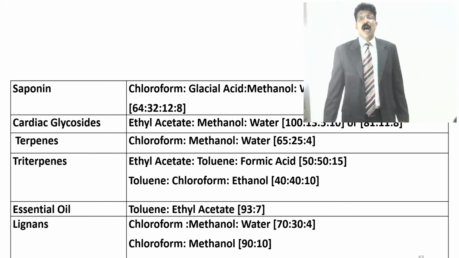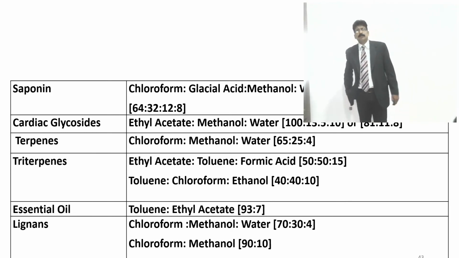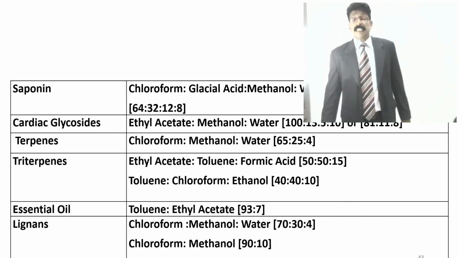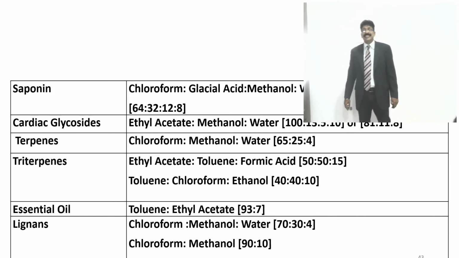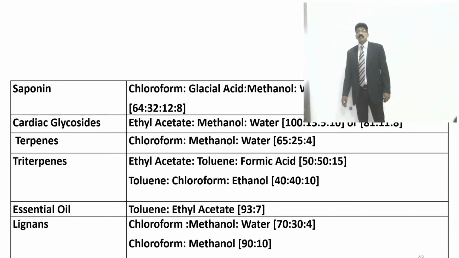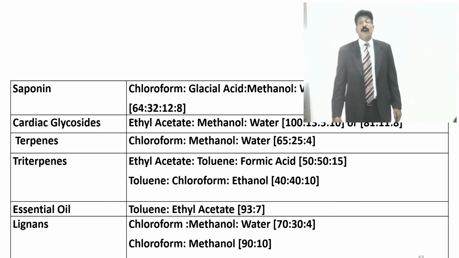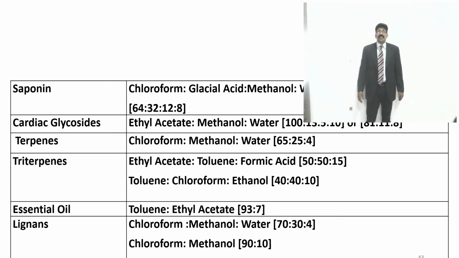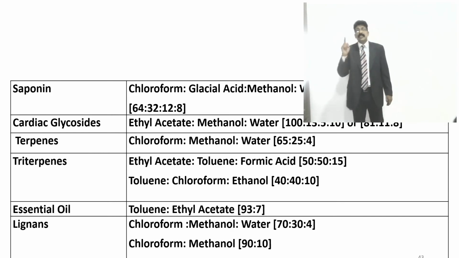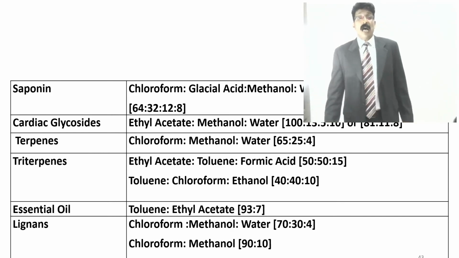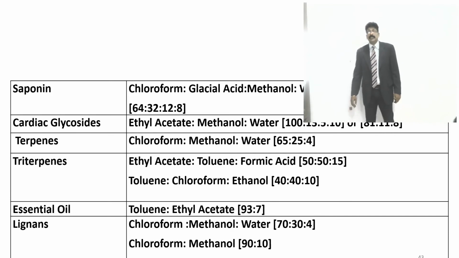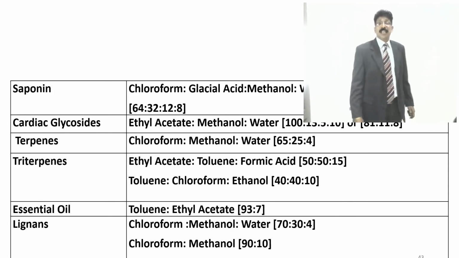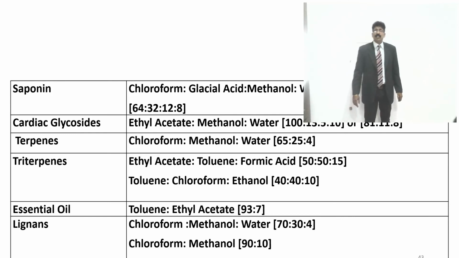For terpene, chloroform, methanol, water in the ratio of 65:25:4, and for triterpenes, ethyl acetate, toluene, formic acid 50:50:15 can be used as a solvent system, and toluene, chloroform and ethanol with 40:40:10. For essential oil, toluene, ethyl acetate in 93:7 can be used, and for lignans, chloroform, methanol, water can be used in a ratio of 70:30:4, chloroform and methanol 90:10, and toluene and ethyl acetate 70:30.